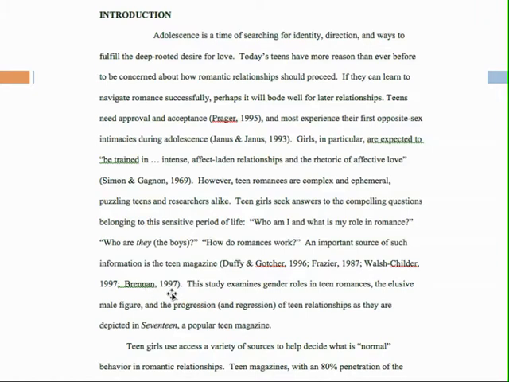Based on those things, my study is going to examine gender roles in teen romances. I'm going to study the elusive male figure and the progression and regression of teen relationships as they are depicted in 17. So what we have here is the beginning of my literature review. I'm telling the reader what has been studied in here and how it works. What does it mean to my particular research?